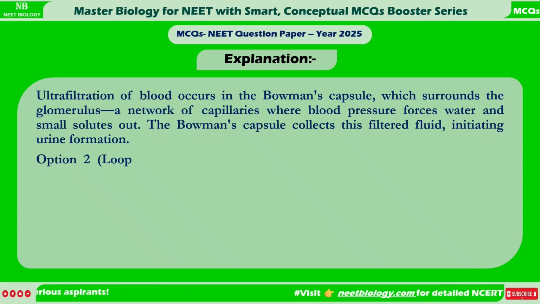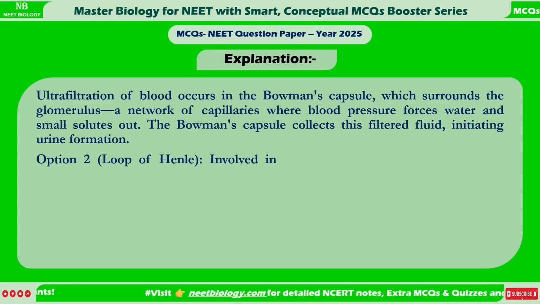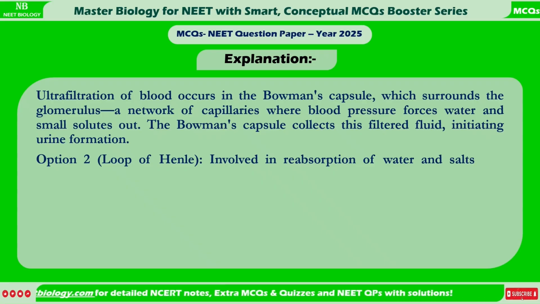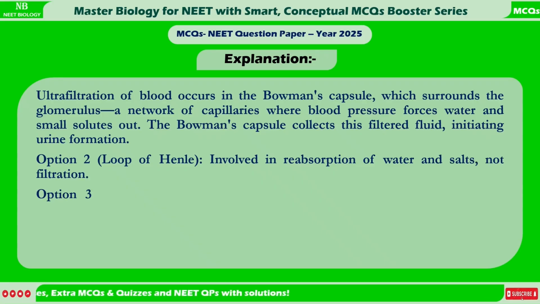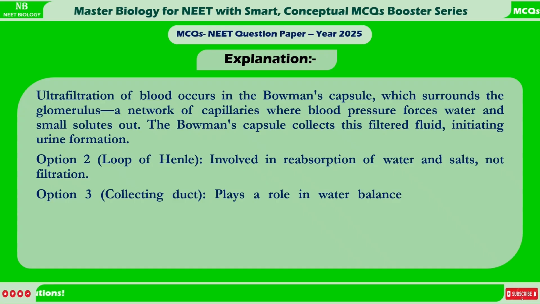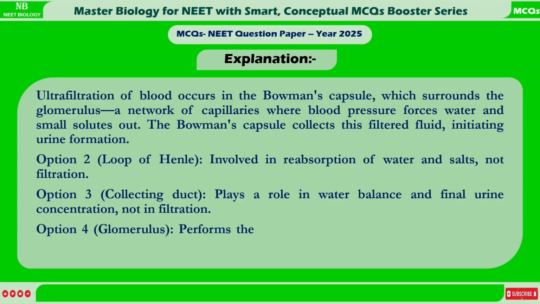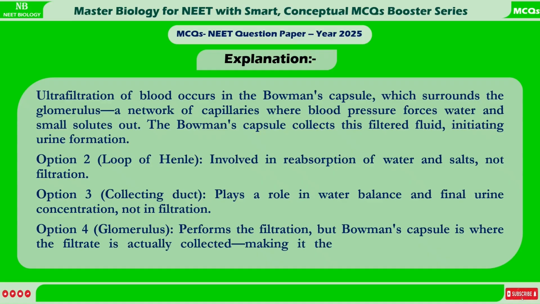Option B, loop of Henle, is involved in reabsorption of water and salts, not filtration. Option C, collecting duct, plays a role in water balance and final urine concentration, not in filtration. Option D, glomerulus, performs the filtration, but Bowman's capsule is where the filtrate is actually collected, making it the correct anatomical site of ultrafiltration.